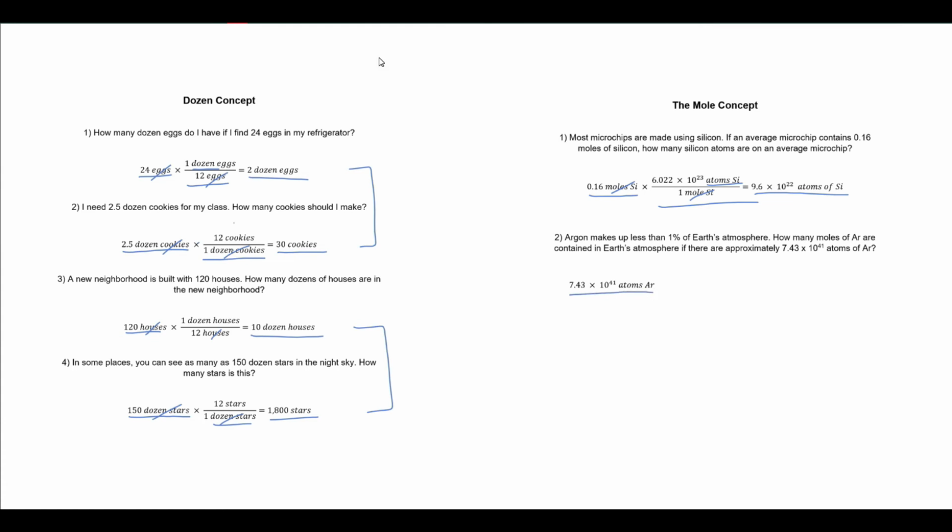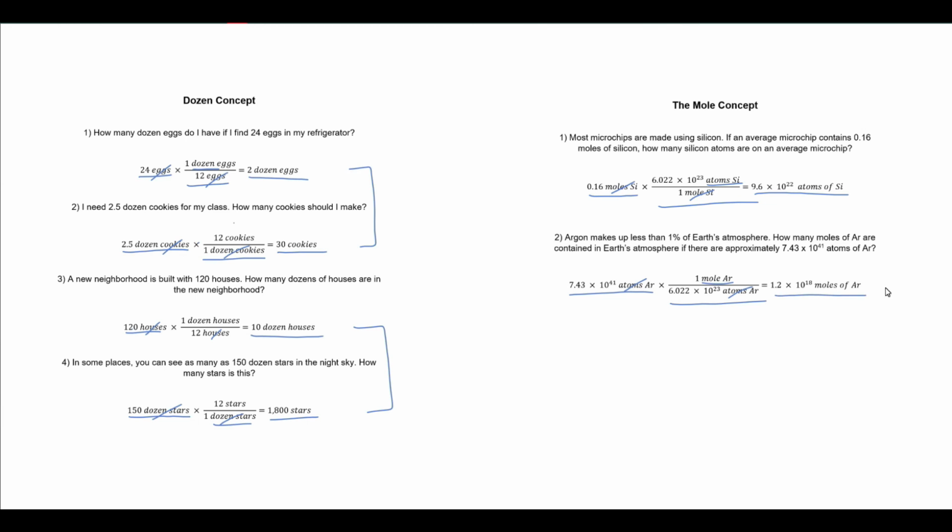I want to convert from atoms of argon to moles of argon, so I'm going to use Avogadro's number. Again, just like in our dozen problems, we want to make sure that our units cancel. So I'm setting up Avogadro's number like so, making sure my atoms of argon cancel. I am left with moles of argon. Now I simply do my math, and I find that there are 1.2 times 10 to the 18th moles of argon.